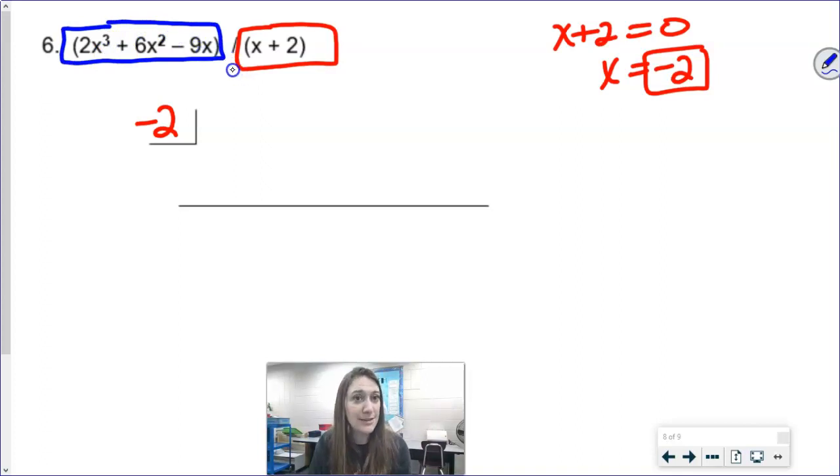Do you notice how we don't have a constant? So what you need to remember is you have to go all the way down to the constant. You're going to have to put 0 there as a placeholder. So my coefficients are 2, 6, -9, and a 0.